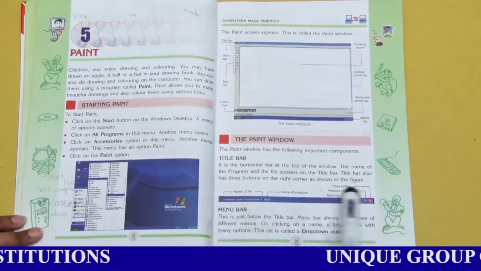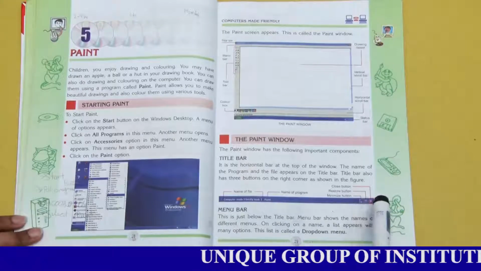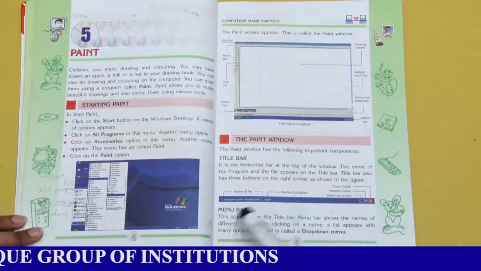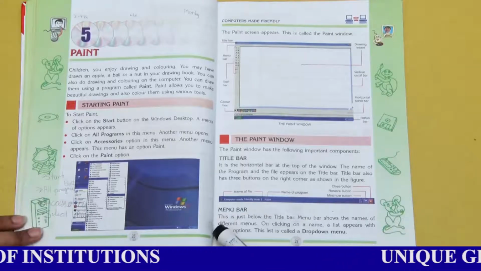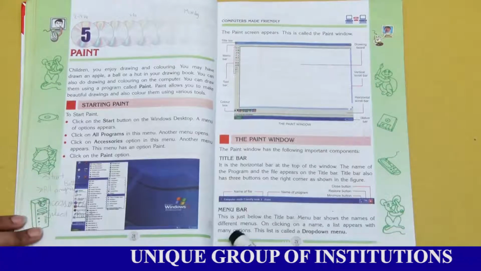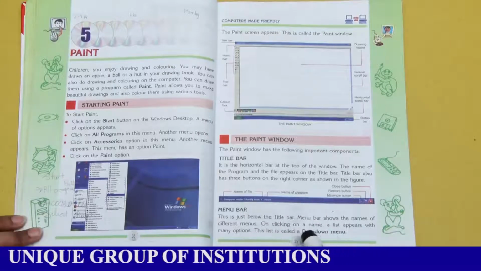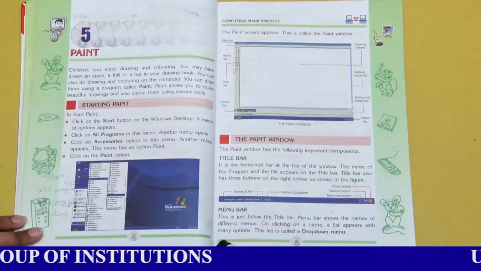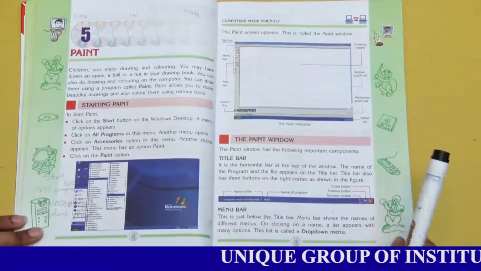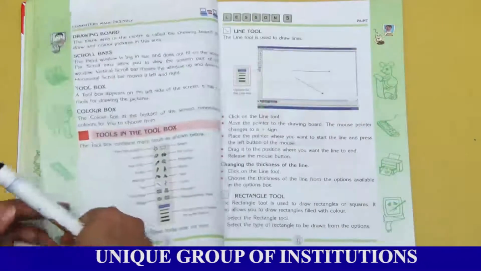इस तरह का टाइटल बार होता है, उसके साइड पर जो आपको मेन्यू शो हो रहा होता है, टाइटल बार इज़ कॉल्ड टाइटल बार. Menu bar. This is just below the title bar. Menu bar shows the names of different menus. On clicking on a name, a list appears with many options. This list is called drop down menu. Come to the next page.